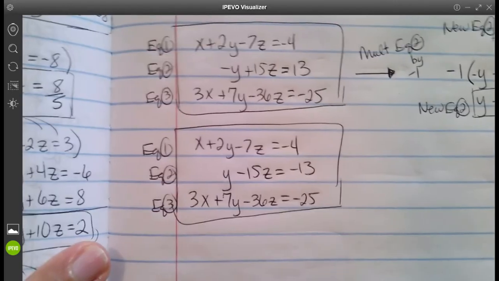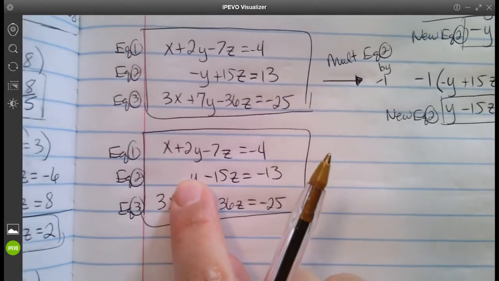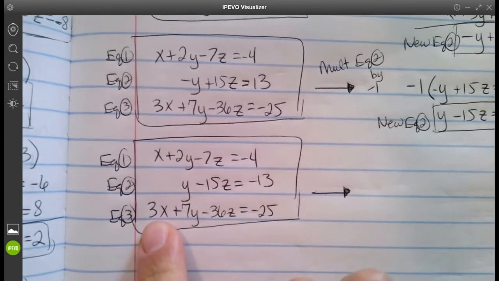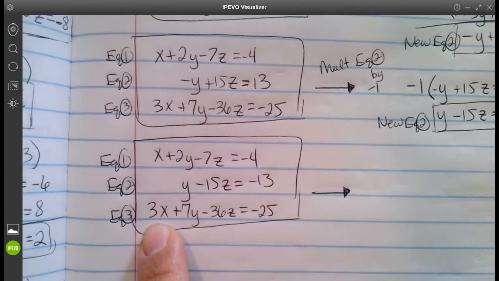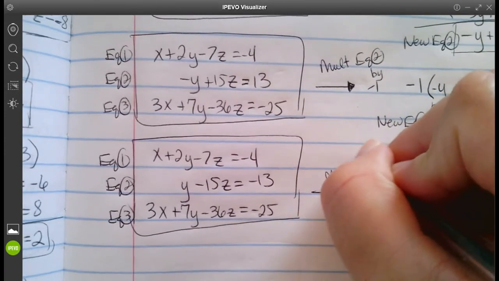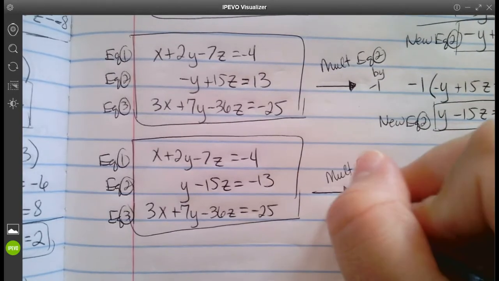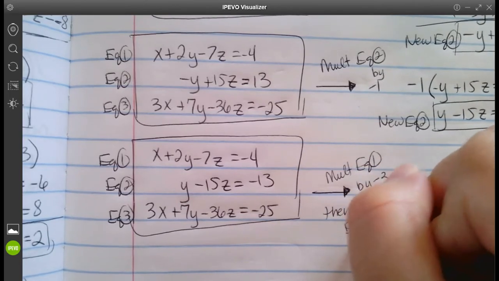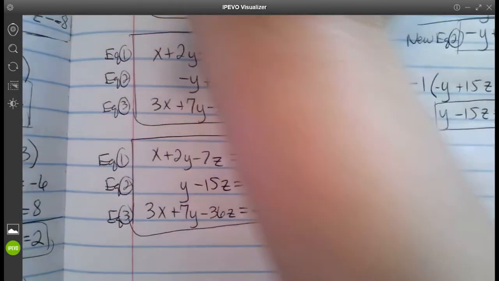Now that we have our 1x and our 1y, we just have to fix the last one, right? We always start by getting rid of the first term for our z equation. To get rid of 3x, we have to add negative 3x. So we're going to multiply equation 1 by negative 3, and then add it to equation 3.